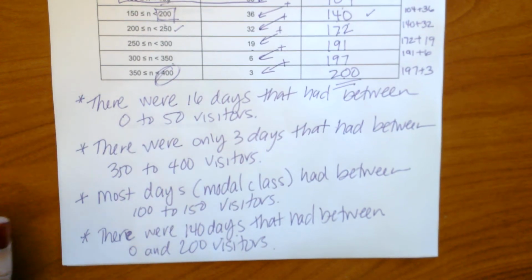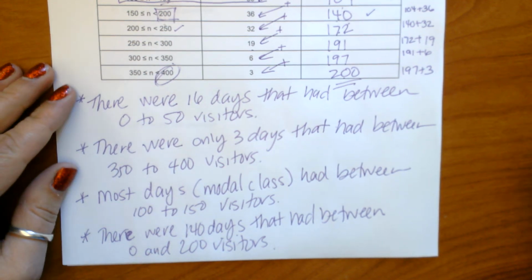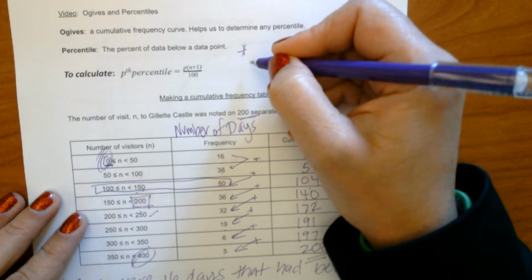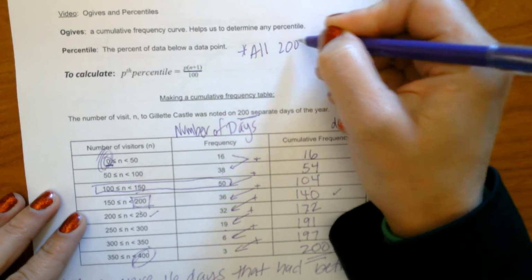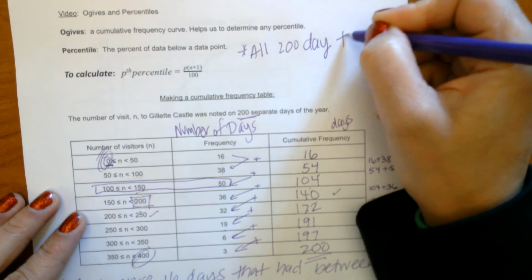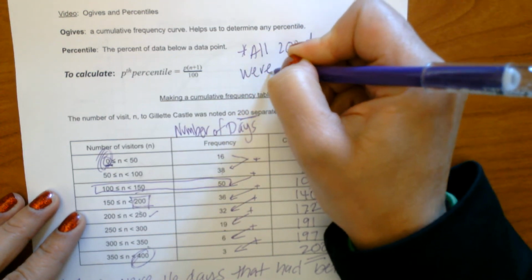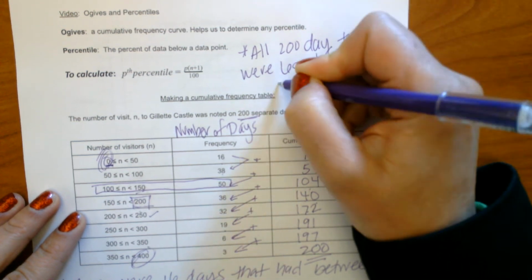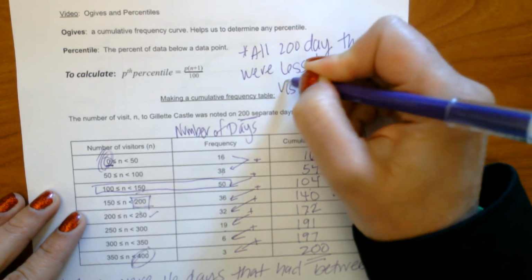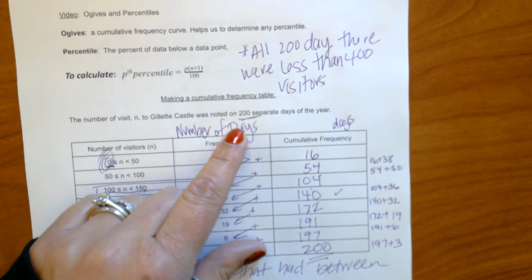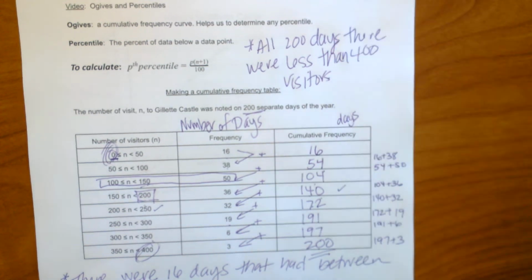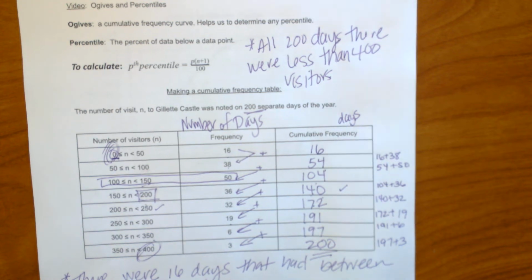And I do want to write that sentence with our sentences, so I'm just going to write it at the top of the paper because it is important. So all 200 days, there were less than 400 visitors. And that's important because that is the total, and it does stop at 400. So for 200 days, there were less than 400 visitors. Okay. You can pause it, ask me questions if needed.